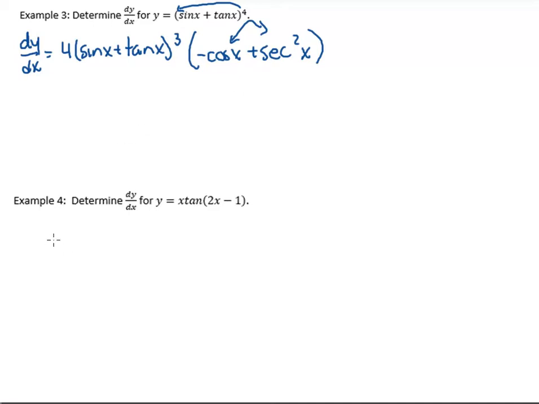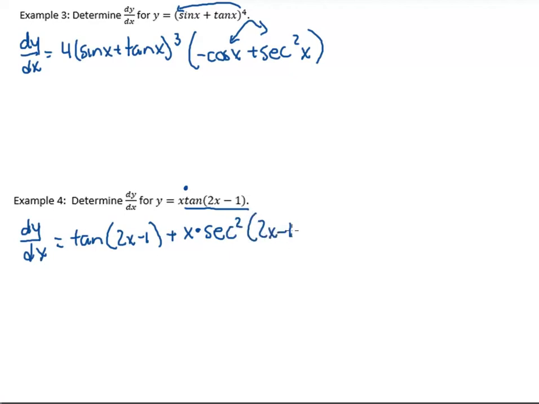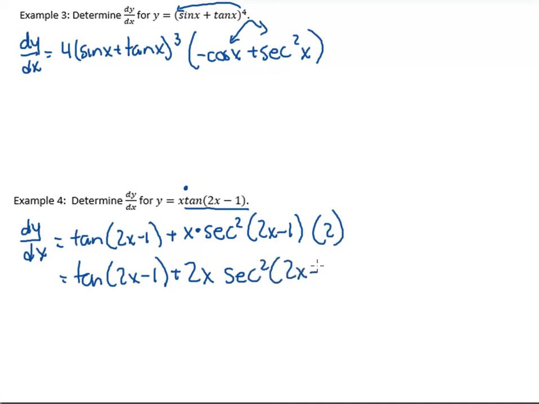Okay, now example 4, determine dy by dx for this one. I'm going to do product rule because it's x times this function. Derivative of the first is just 1 times the second as it is, plus the first thing as it is, times the derivative of the second thing. So the derivative of tan of 2x minus 1 is secant squared of 2x minus 1, and we're going to multiply that by the derivative of what's in that function. Okay, if you want to rewrite this, bring that 2 out front, and it's rewritten like this.